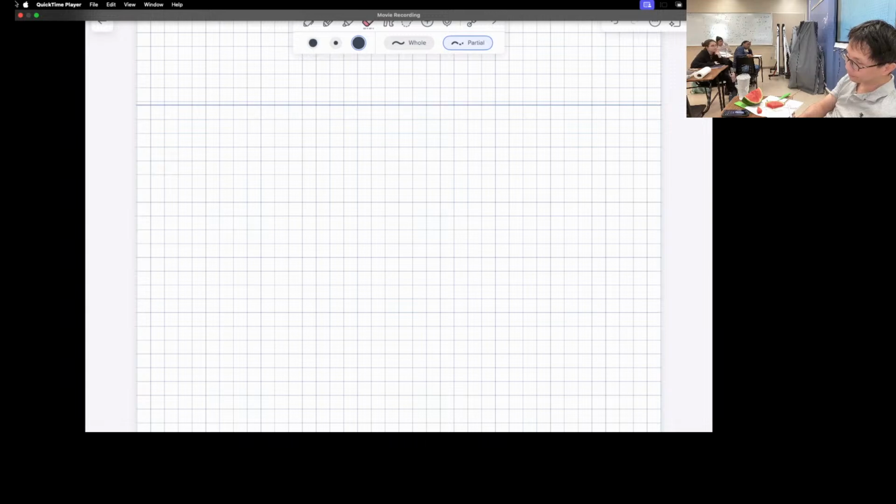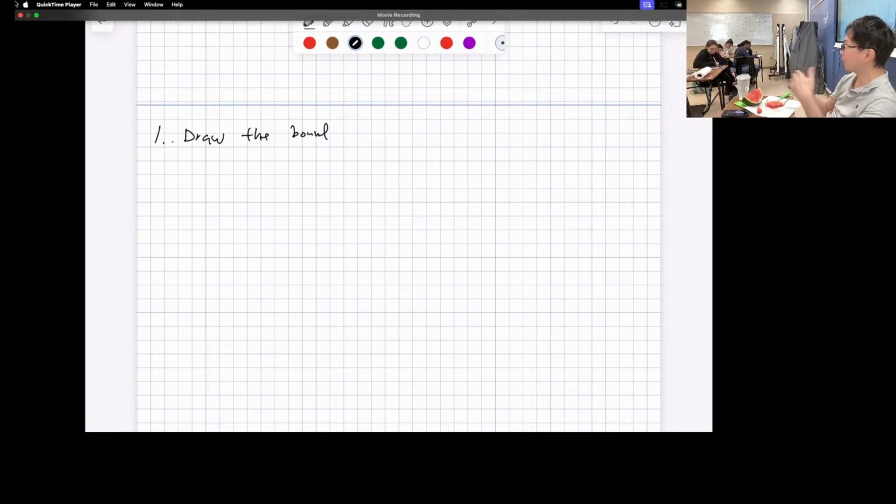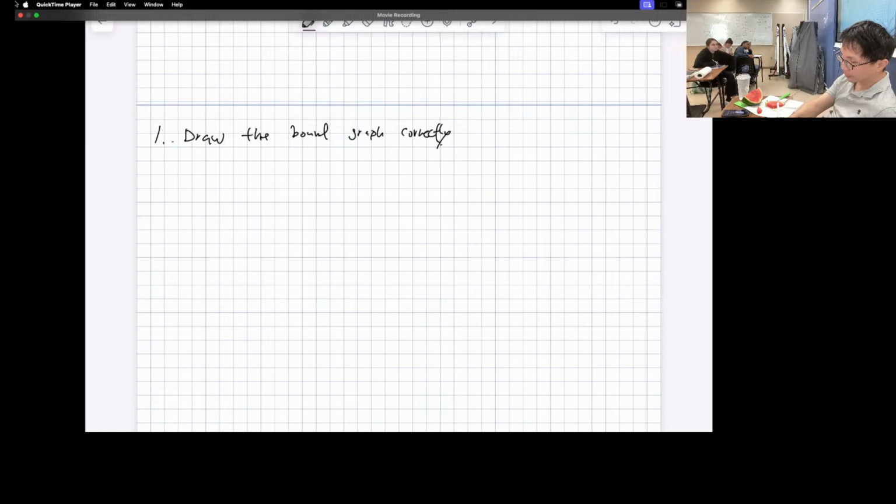So the first thing I'm going to tell you is to always draw the graph. Draw the bounded graph. Why bounded? Because sometimes you bound it, and you need to see that bound. Bound the graph correctly. So that's the first thing. If you draw it, great. The second thing I want you to make sure that you do, which is very, very important, is draw the axis of rotation.